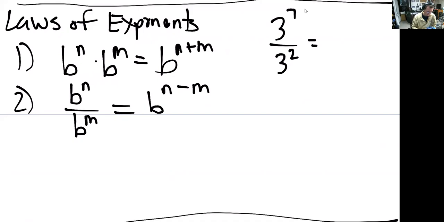A numerical example would be 3 to the 7th over 3 to the 2nd. We can multiply all this out. We could put this into a calculator and figure it out. But the end result is going to be 3 to the 7 minus 2, which is 3 to the 5th. That's the second law of exponents.